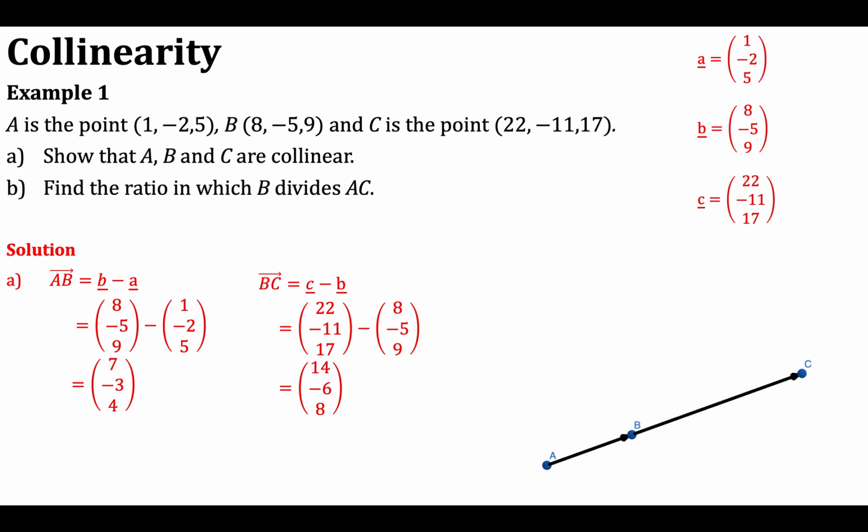We now need to try and show that these are collinear. So remember, the first thing we need to do for collinearity is show that one of the vectors is a scalar multiple of the other.